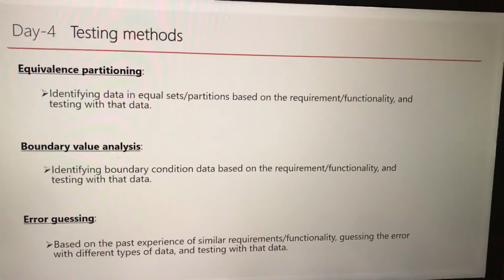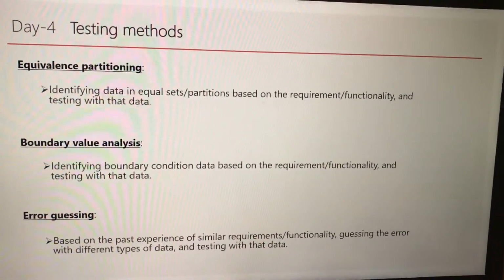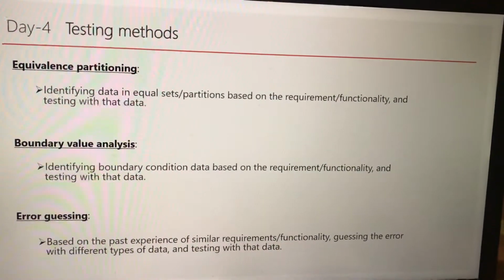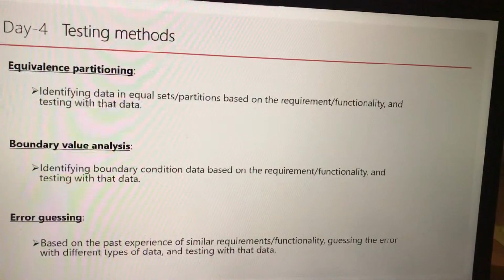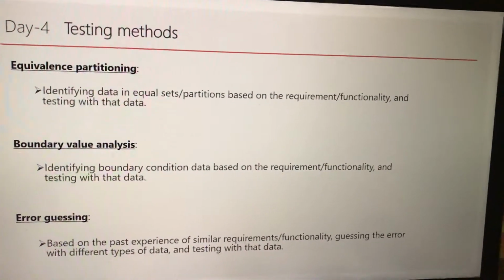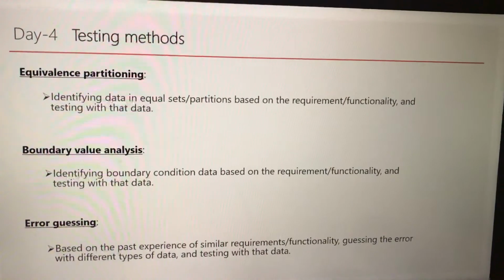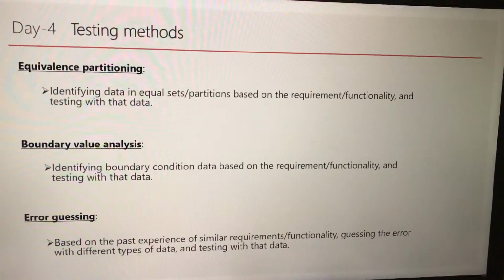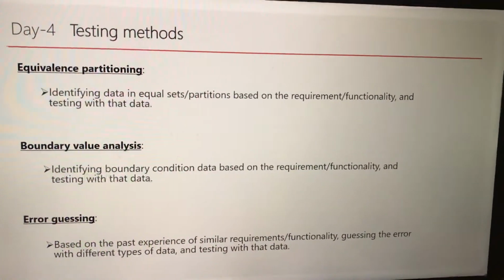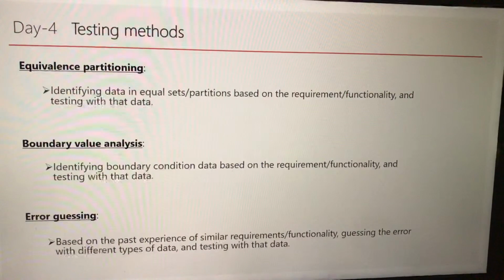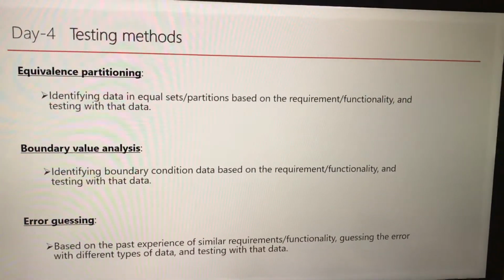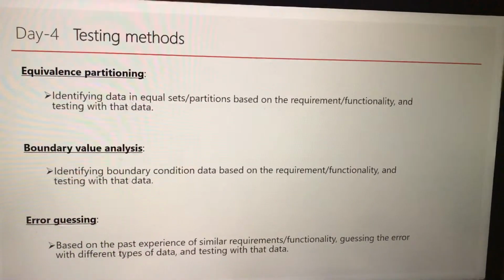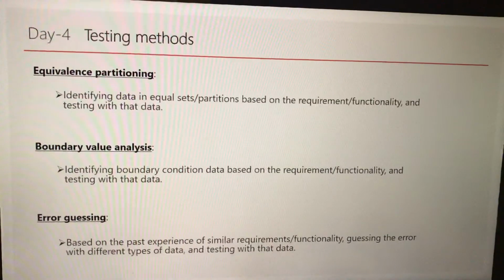And the last one is error guessing. This is a special kind of technique where the user can identify some test data based on previous experience with a similar kind of requirement or functionality which was tested in the past, thinking the application might fail, the application might result in error with a special kind of data, and taking that data and testing the application and making sure whether the application works with the same data. So this is called error guessing.